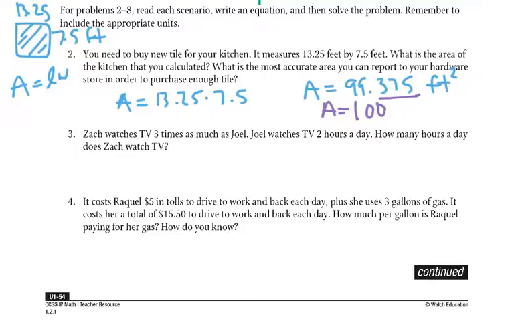Alright, number 3. Zack watches TV 3 times as much as Joel. Joel watches TV 2 hours a day. How many hours a day does Zack watch TV? So, what don't we know? What do we know? Okay, we know that Zack is watching 3 times as much as Joel. We know exactly what Joel watches. He watches 2 hours a day. So for Zack, we could do like Z for hours Zack watches.